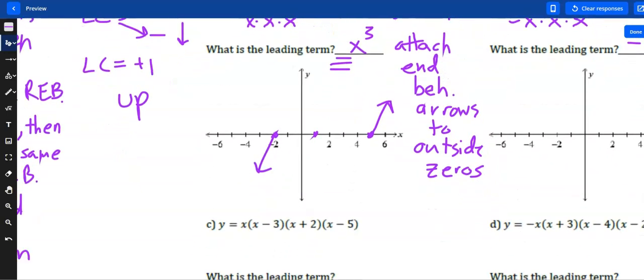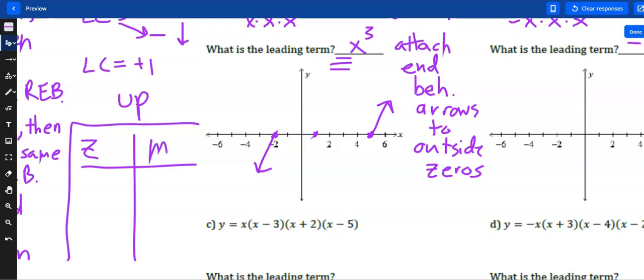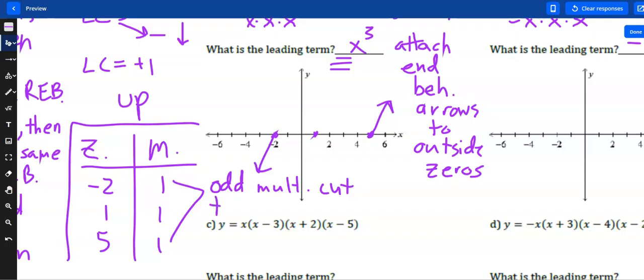Remember when we made our chart and we said zeros and multiplicities, and we would say things like, oh, we've got -2, we've got 1, we've got 5. Odd multiplicities cut through the axis. I can't even spell very well, that's horrible looking. Odd multiplicities cut through the axis.